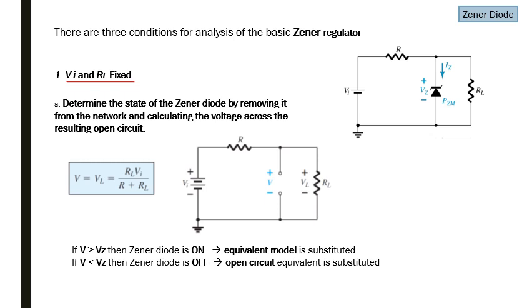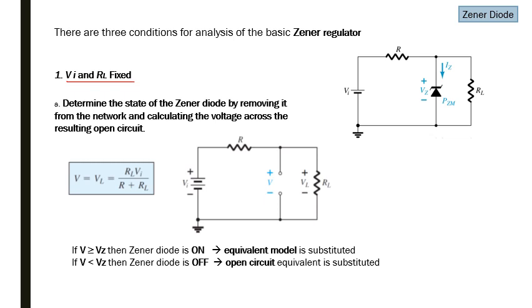The first one is we determine the state of the Zener diode by removing it from the network and calculating the voltage across the resulting open circuit. That means we remove this Zener diode from the circuit and calculate the voltage against this RL, which will be actually against this open circuit, to see whether the voltage appearing against this RL is greater than or equal to Vg to turn this on, or it is less than Vg, so we can say the diode will be off.